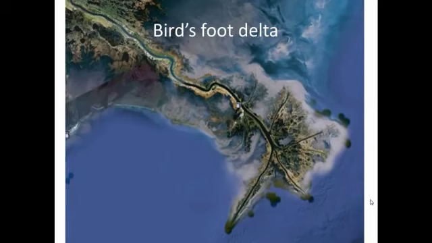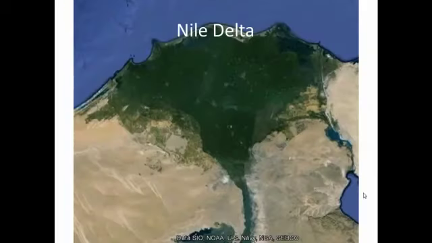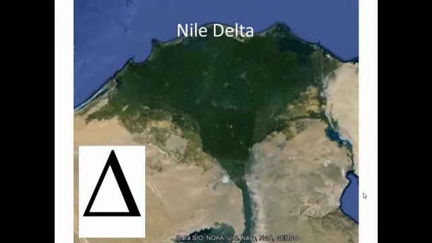Let's take a look at the Mississippi Delta. Deltas are depositional features that result when the river slows down as it enters a body of water, such as the ocean, a lake, or even another river. The Mississippi Delta builds up levees along its channels, creating a birdfoot delta that extends far into the Gulf of Mexico. A more classic shaped delta would be the triangular Nile Delta. It's no coincidence that our symbol delta has the triangular shape of the Nile Delta.